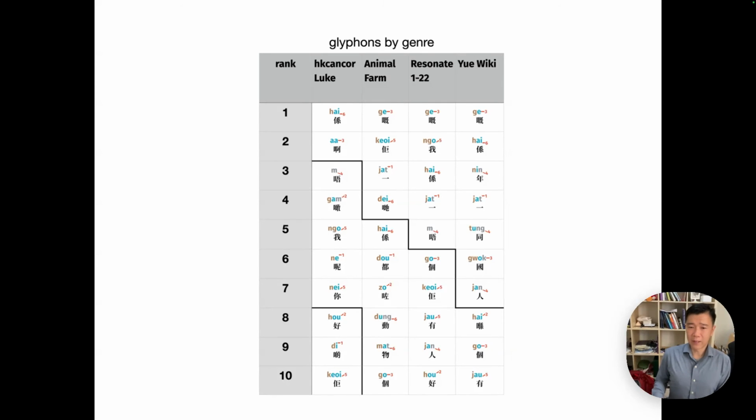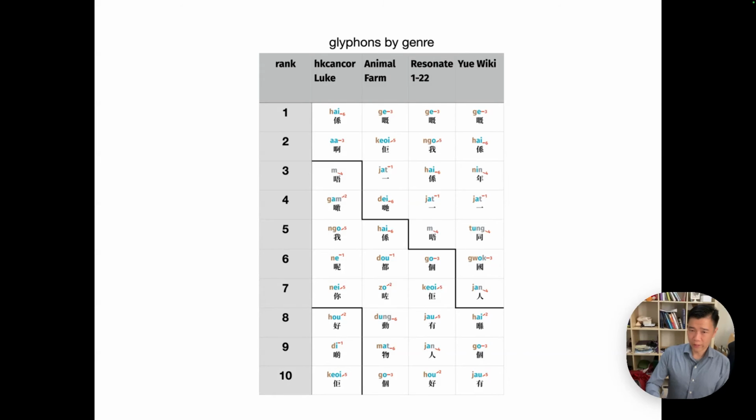This is available in the handout or in a blog article somewhere. It is telling you what the characters are and the rank in each corpus. The dividing lines show where each 10% falls. So in HK Cancore, the oral transcript, 2 characters, and then you jump into the next 10%. In Animal Farm, 4 characters, ge, koi, yet, they, and then it brings you to 10%, and so on. Lots of super interesting findings here.